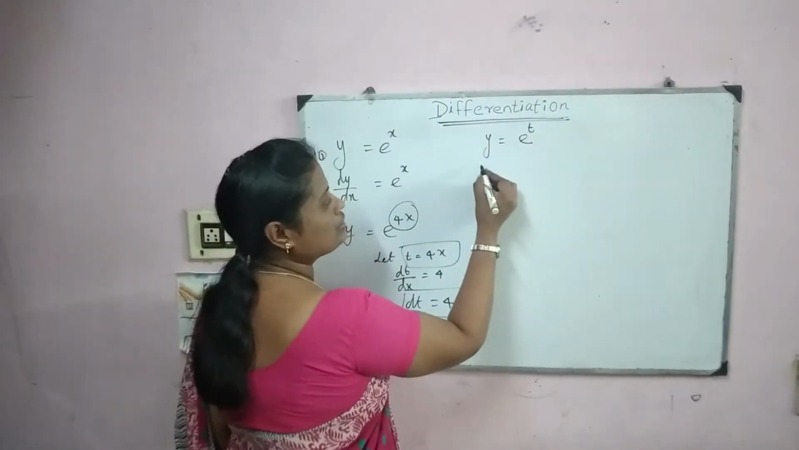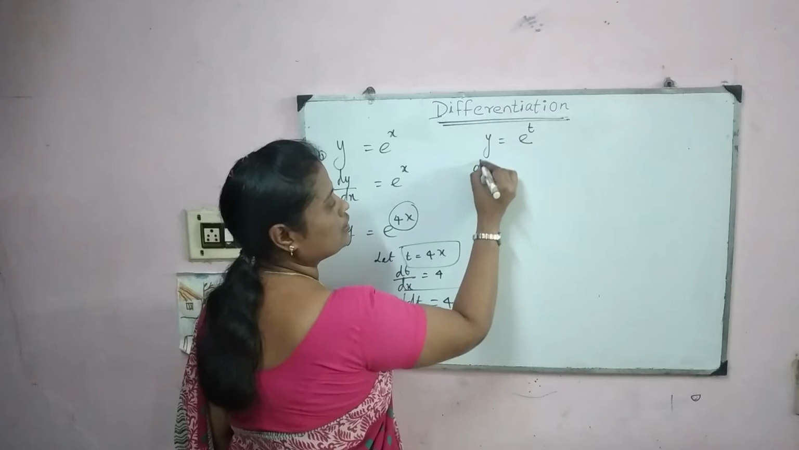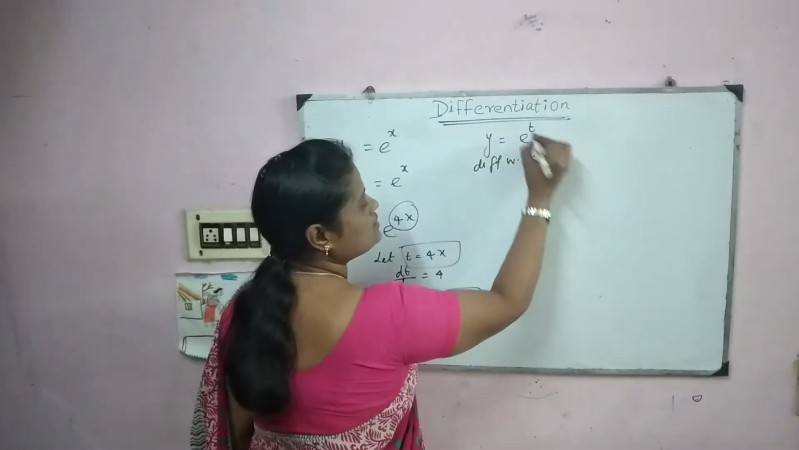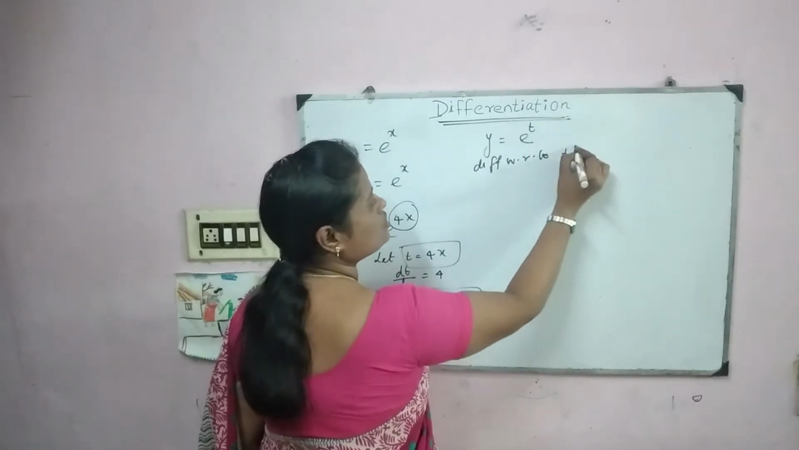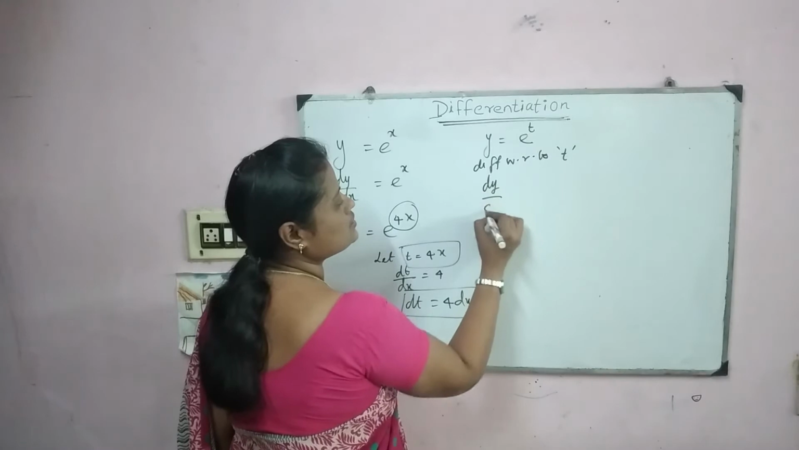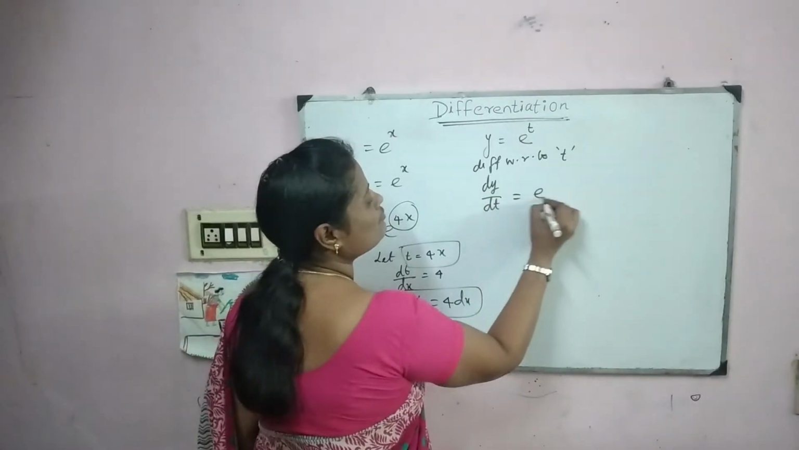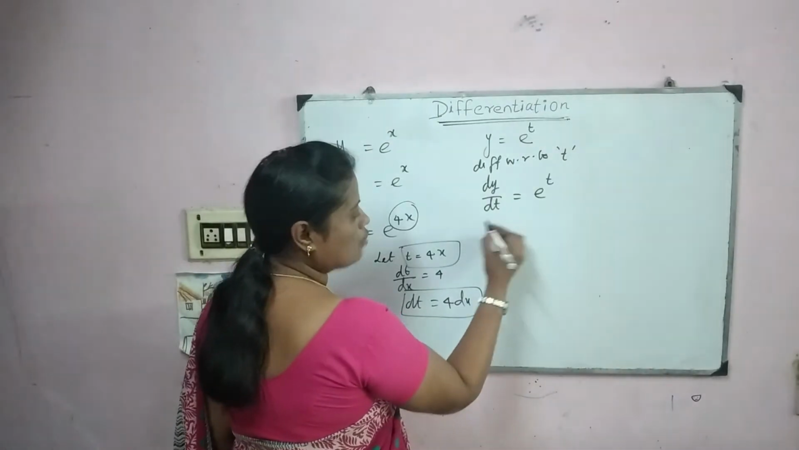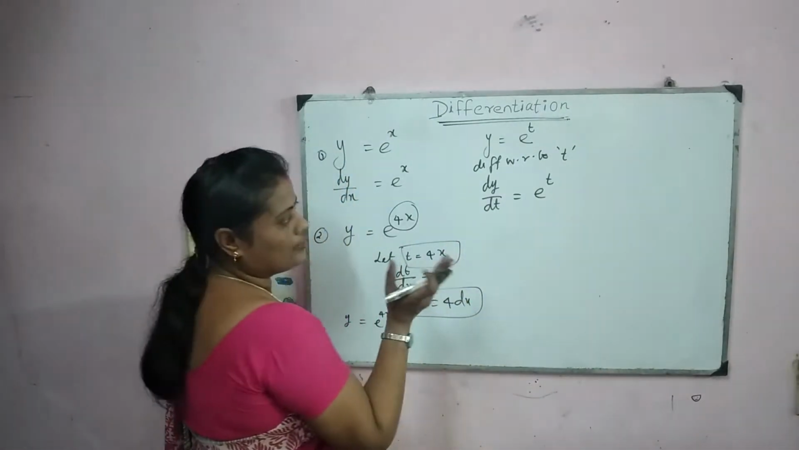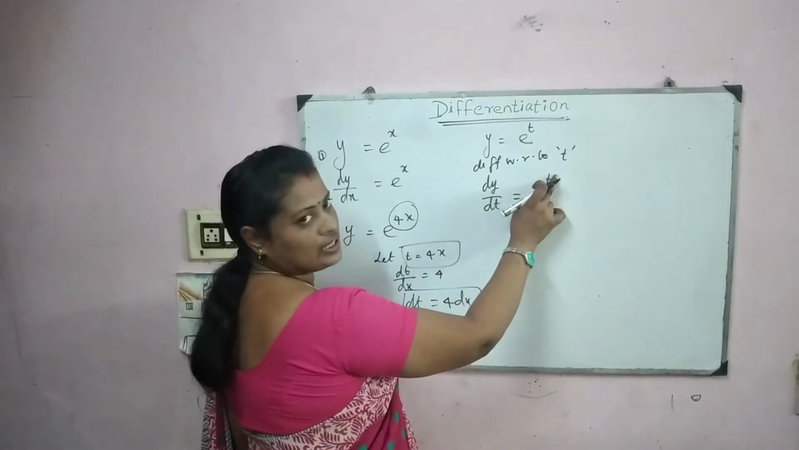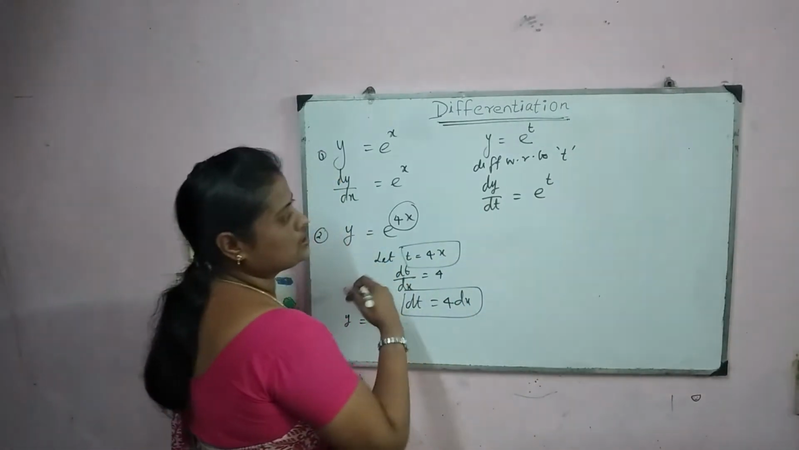So now we are going to differentiate with respect to t, because on the right side we have e power t. That's why you have to differentiate with respect to t. That is dy by dt, which is equal to e power t differentiation, again e power t. Actually our answer must be in terms of x, but here we have it in terms of t. That's why you rearrange in terms of x.